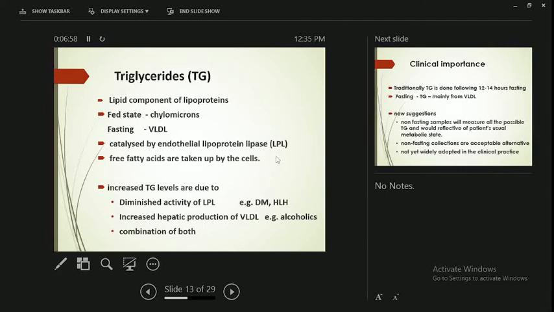So we assume that the triglyceride we measured is from the VLDL. It is catalyzed by the lipoprotein lipase, and free fatty acids are released and taken up by the cells. The pathological mechanism for the increase of triglyceride levels in different conditions, diabetes mellitus, HLH, is due to diminished activity of the lipoprotein lipase, and in alcoholics it is due to increased hepatic production of VLDL. In certain conditions there can be a combination of both.